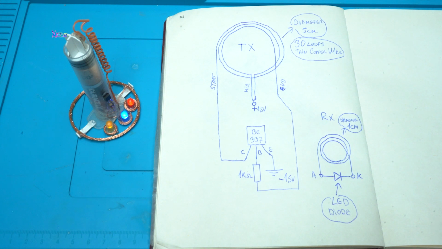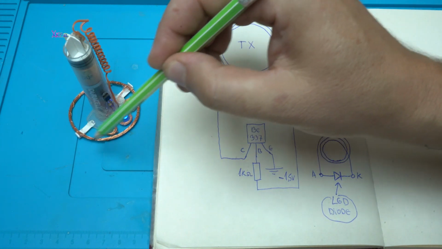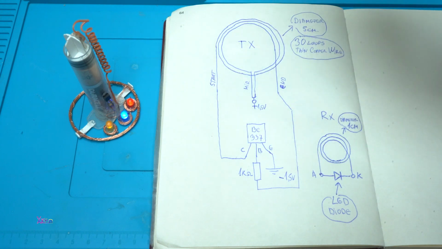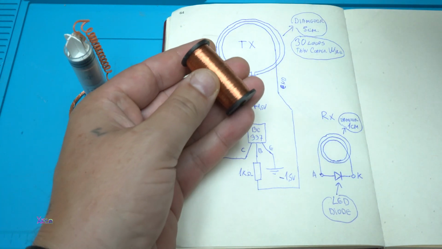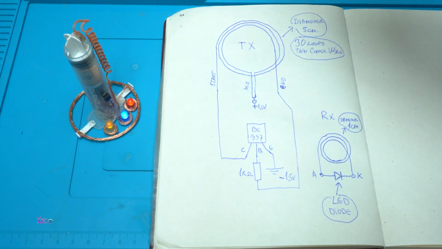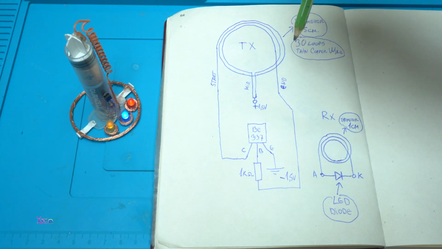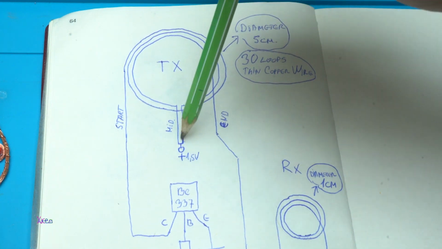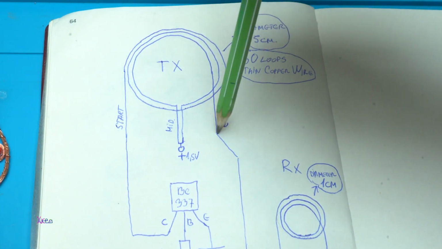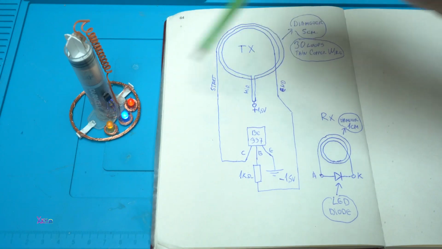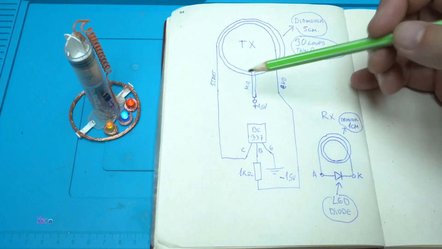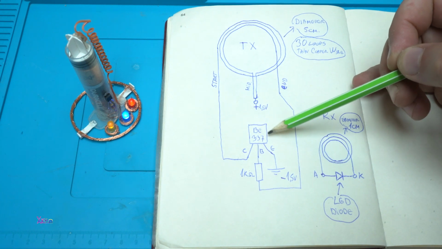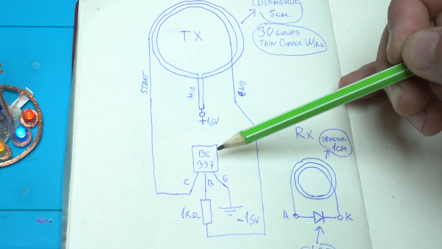Okay, let me explain the circuit. First we have a transmitting coil made out of thin copper wire like this one, and it's made on 5 centimeters diameter, 30 loops totally. We have a start point, we're gonna make 15 loops, have a middle point, proceed, another 15 loops, and end. That is the transmitter. Also we need a BC337 transistor, which is a little bit more powerful than other transistors.